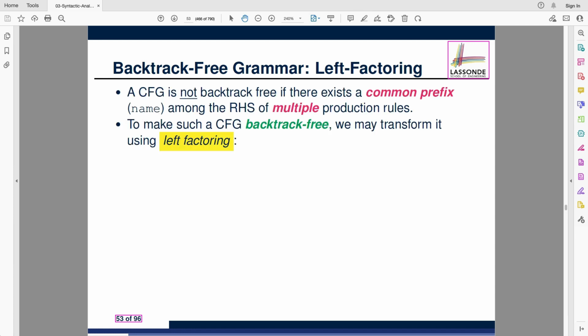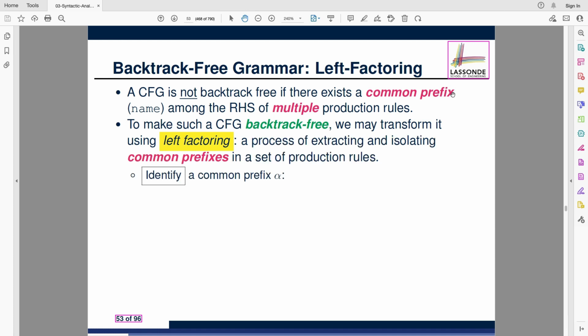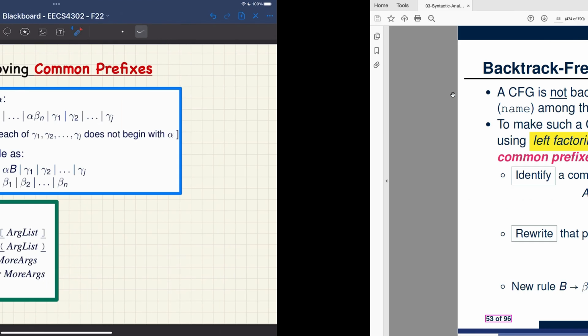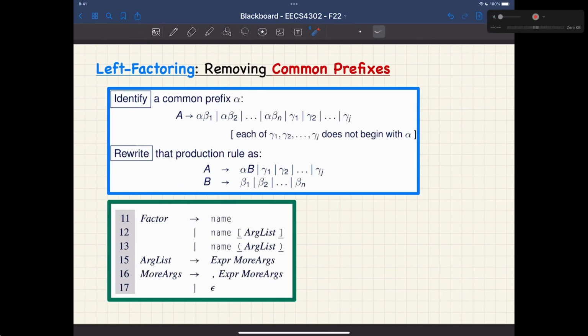Left factoring works by factoring out the common prefix into just another non-terminal, like a variable. That's what we can do, and these are the steps over here. Let me go over them with you very quickly, and then we'll see how we can apply that to the grammar. Let's say this part of the grammar is problematic, because we have the common prefix alpha.